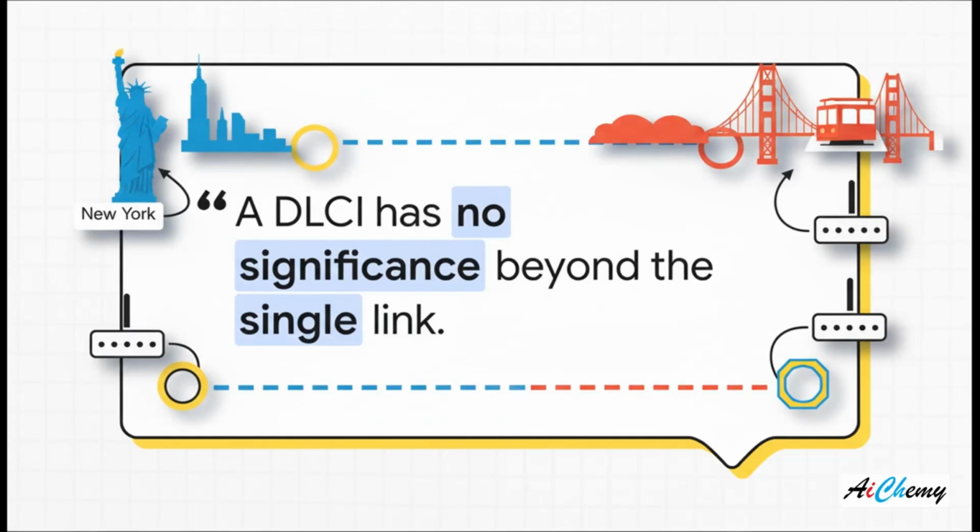Now, this is a really key technical point that can trip people up. The DLCI value is only meaningful on one specific link, the one between your router and the provider's first switch. This means your New York to San Francisco circuit might be labeled DLCI 100 in New York, but on the San Francisco side, that very same circuit could be identified by a totally different number, maybe DLCI 250. It's locally significant, not a globally unique address.